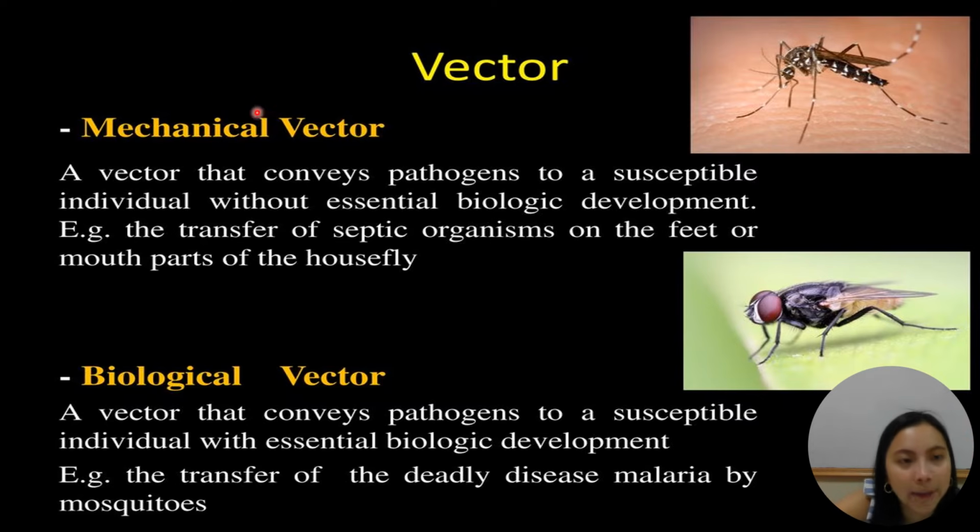So again, a mechanical vector, an example with this would be a fly or a cockroach. It can only transport or transfer the parasite, while the biologic vector waits for it to complete its sexual maturity before transferring it to another susceptible host. See now the difference? An example of a biologic vector is a mosquito, and a mechanical vector is the fly. Okay, please keep that in mind.